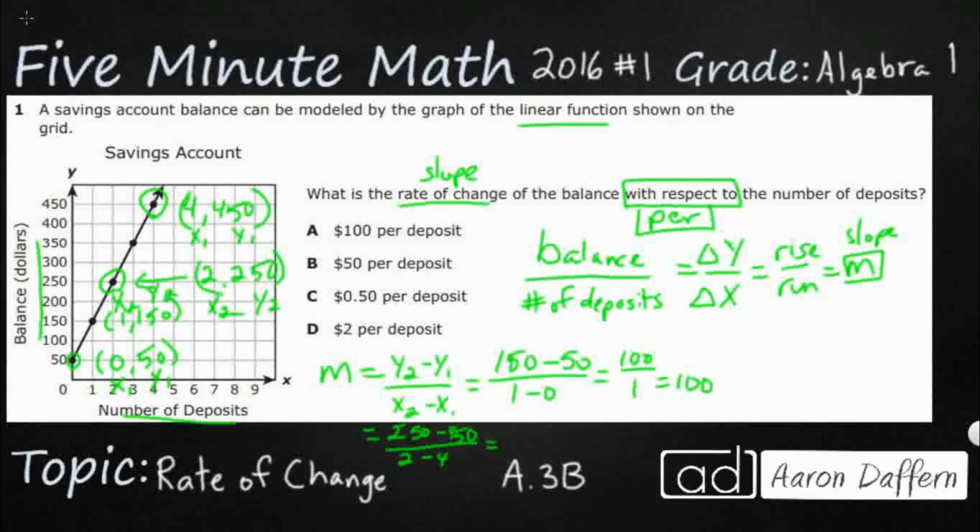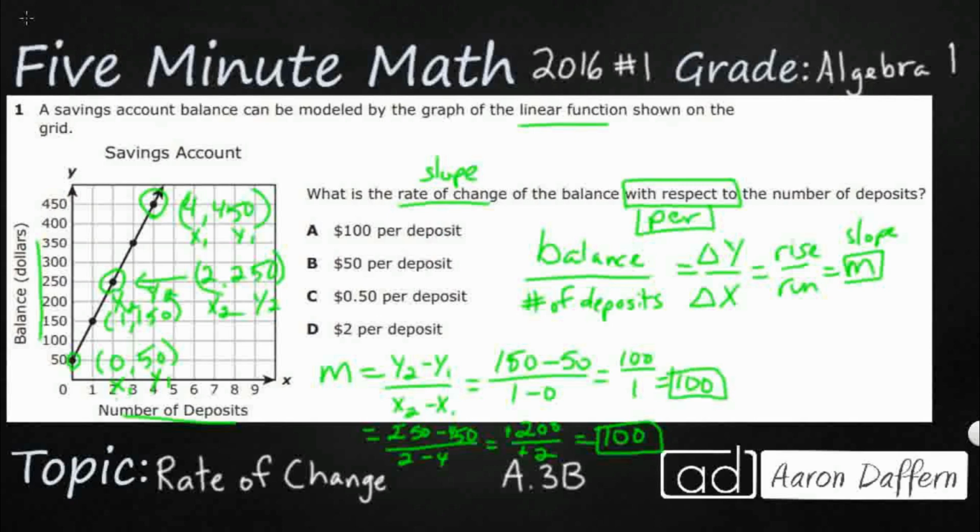So 250 minus 450 is going to be minus 200. 2 minus 4 is minus 2. So my two negatives end up making a positive. That's why it doesn't matter which is your x sub 1 and which is your x sub 2, or vice versa. And then 200 over 2, once again, it's going to be 100.